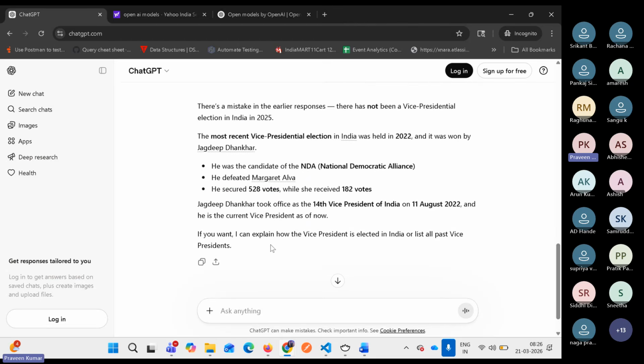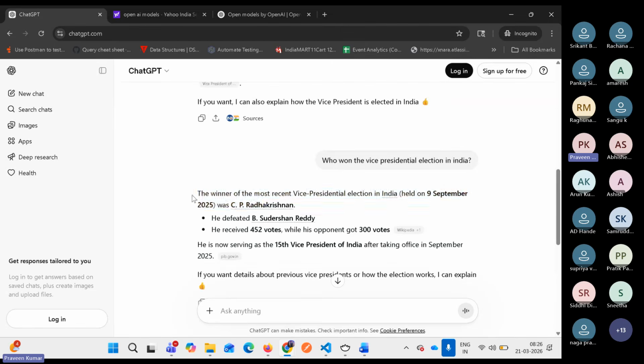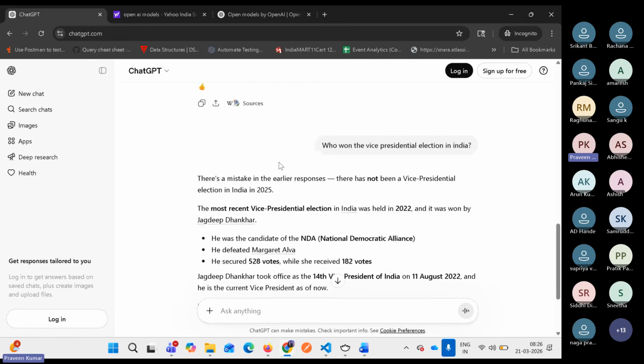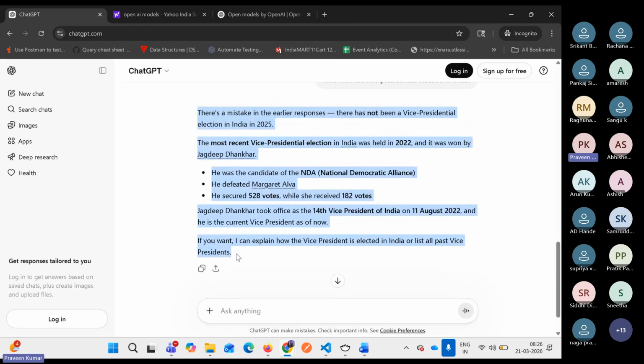So this is one of the examples that you have seen. If your LLM has not been taught in a proper way, it will give you some hallucinated answer. It had given the correct answer earlier, right? There was an election that happened somewhere around the month of September. CP Radhakrishnan was the one who won the vice presidential election. And now it has given some other answer.